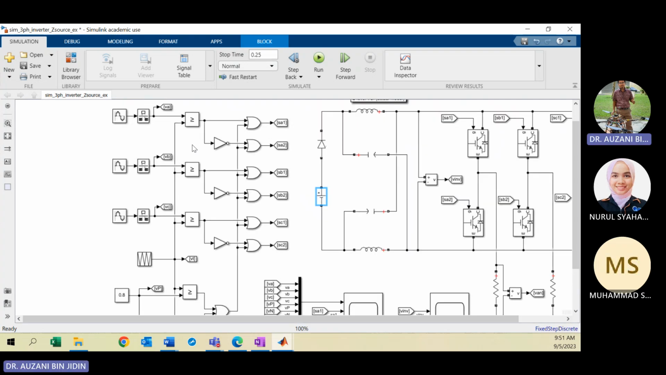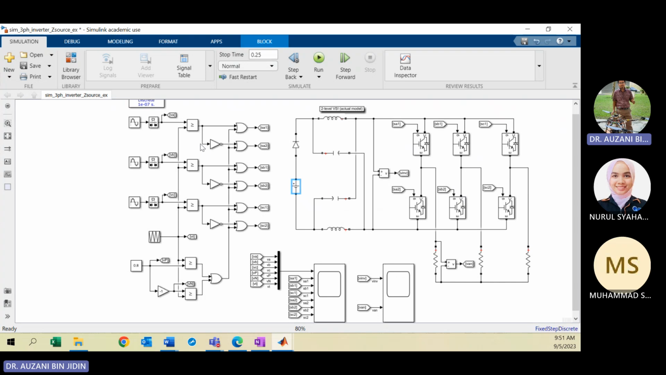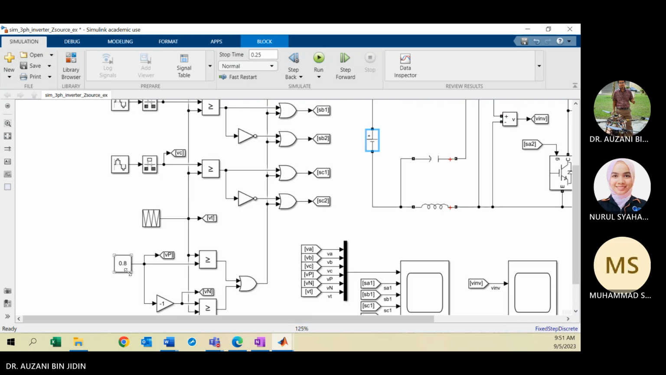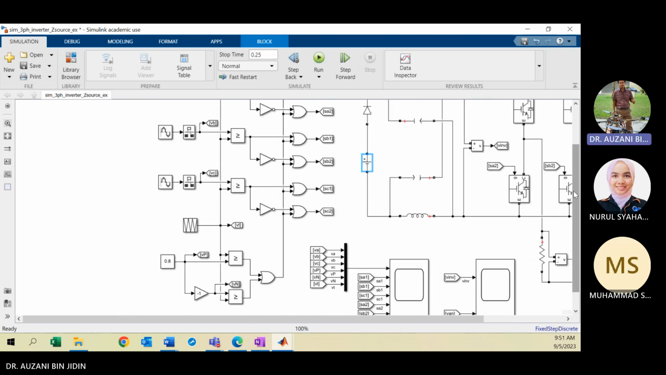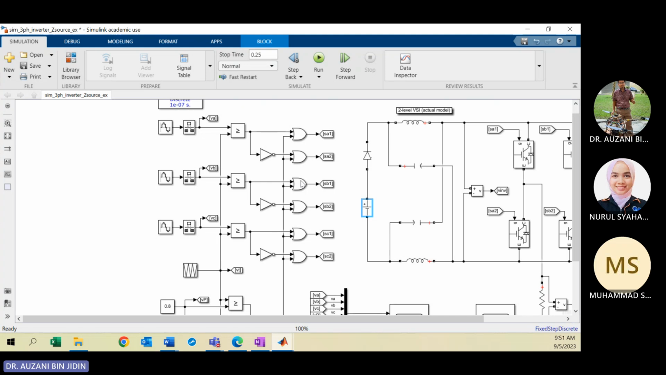So this is the PWM circuit. You can compare this model with the circuit that we have drawn just now. Here is the VP. You multiply by -1 to get the VN. So you have the OR gate here, and six OR gates to produce the switching status, A1 until SC2, same as what we have discussed earlier.